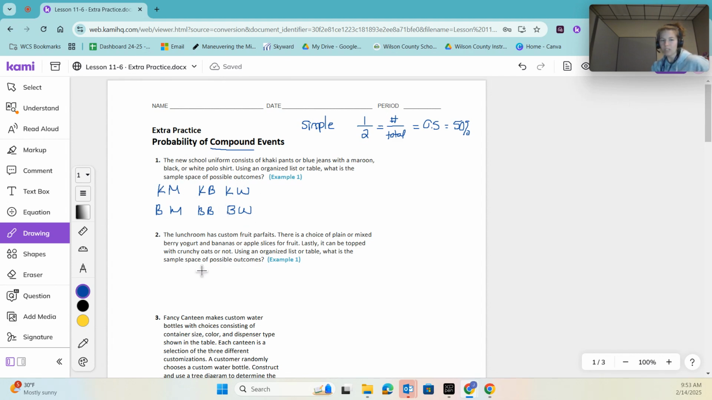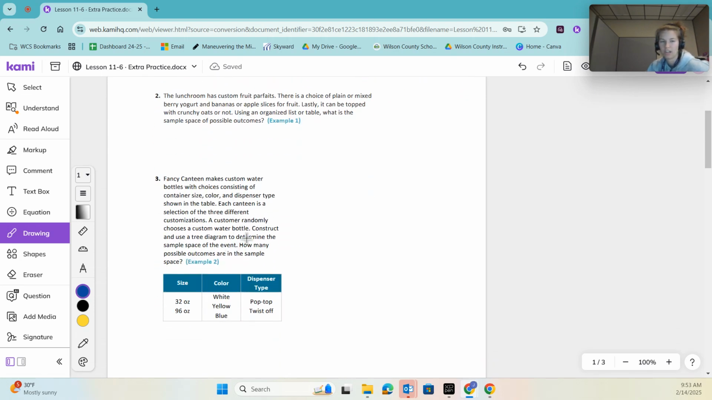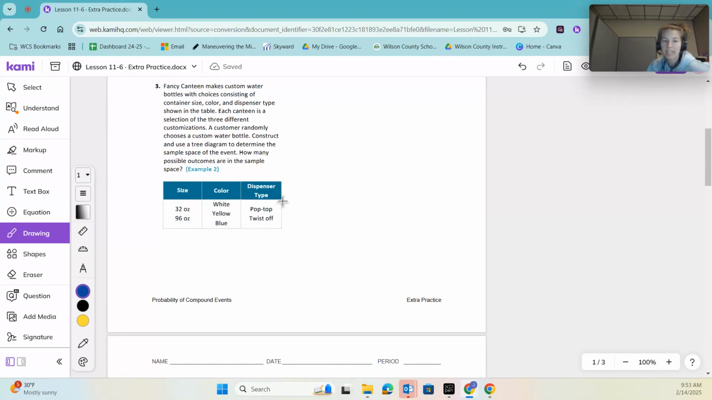Number three is going to be very similar to that. You can list those all out. Or, sorry, number two. Number three has some of this listed, but then it wants us to construct a tree diagram. It says Fancy Canteen makes custom water bottles with choices consisting of container size, color, and dispenser type shown in the table. Each canteen is a selection of the three different customizations.